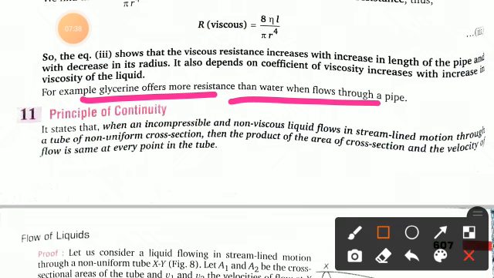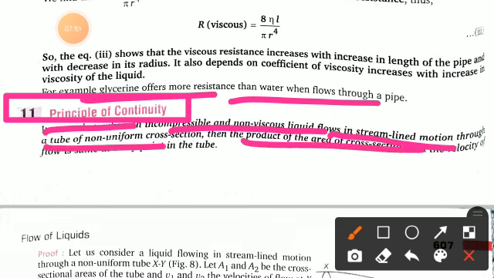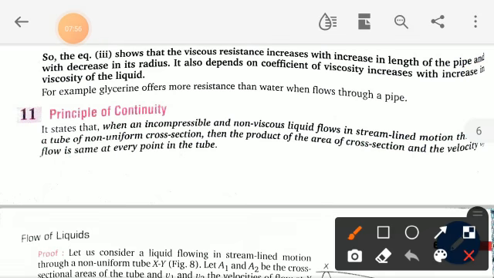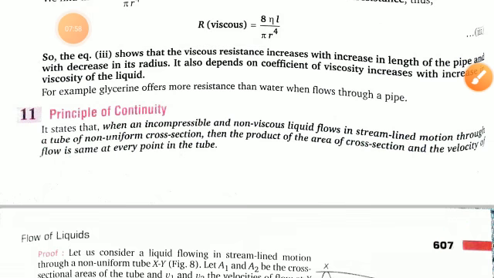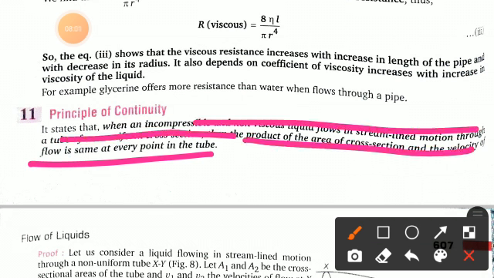Now come to the principle of continuity, which is your topic number 11. What is the principle of continuity? It states that when an incompressible and non-viscous liquid flows in a streamlined motion through a tube of non-uniform cross section, then the product of the area of cross section and the velocity of the flow of liquid is the same at every point of the tube. This is the definition or principle of continuity.